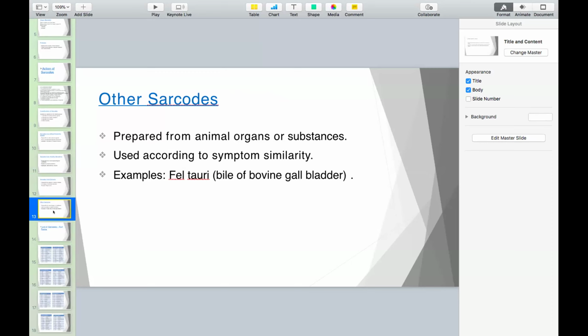So, the list of the SARCODES. All of them are multiple remedies involved in the SARCODES.